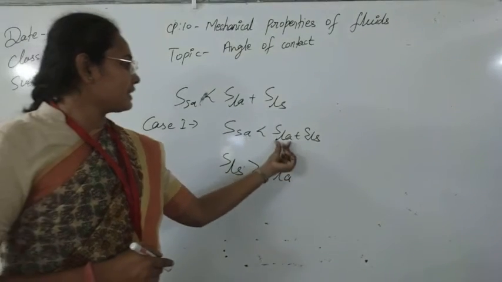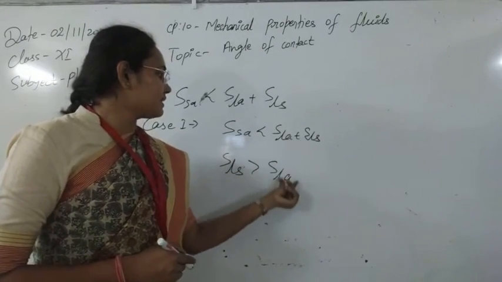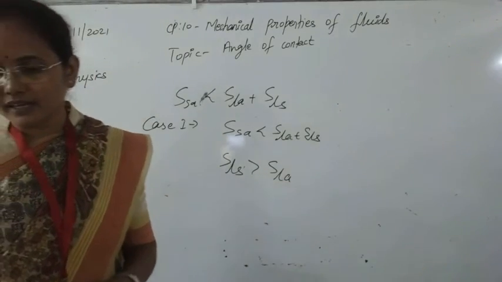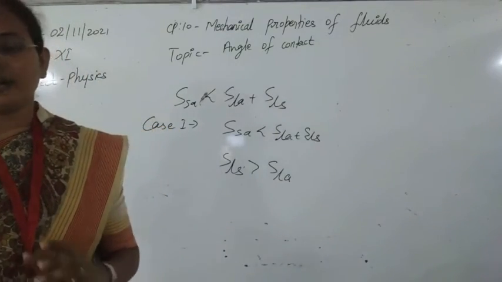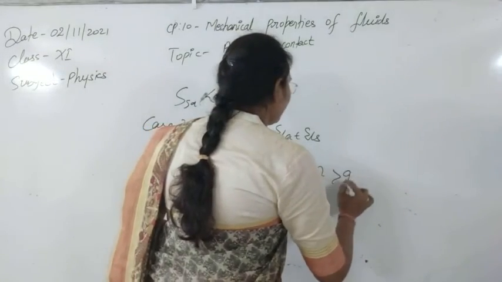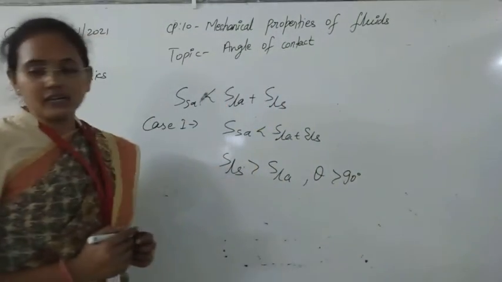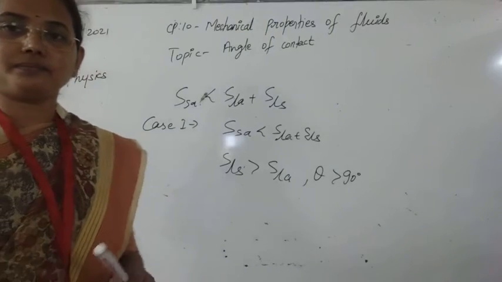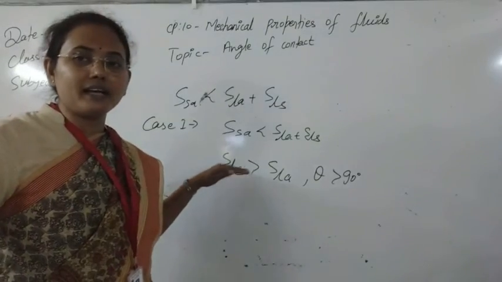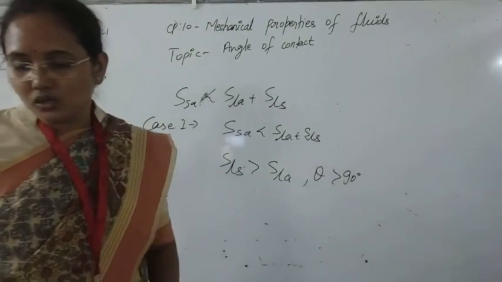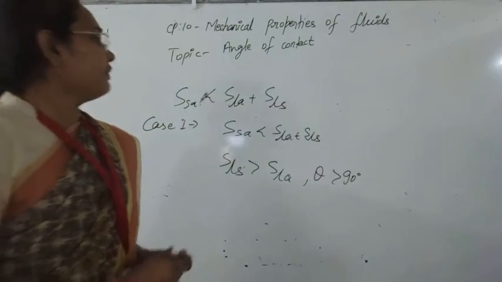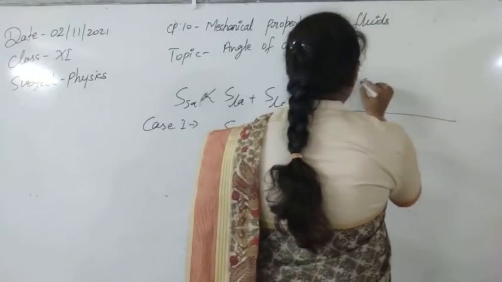Second, if this S_SL is greater than S_LA, the angle of contact becomes an obtuse angle, and we get theta greater than 90 degrees. It means that if the liquid has greater surface tension with the solid-liquid interface in comparison to the other interface, then an obtuse angle is formed, like we have seen in the case where a liquid is dropped on a surface.